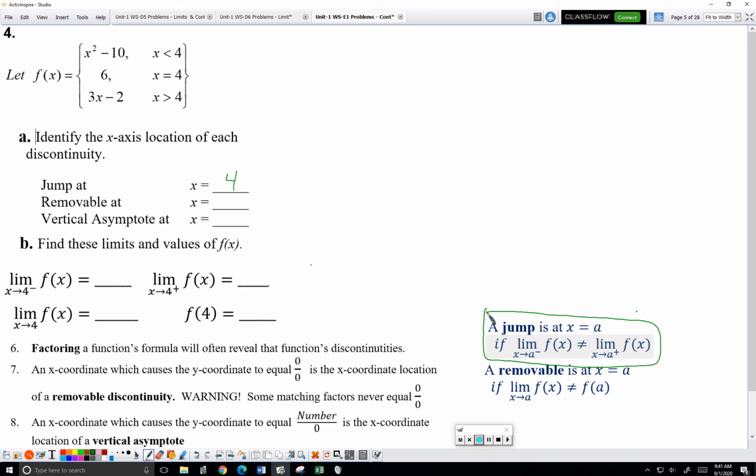There's two more. I'm going to use limit notation this time because I want to communicate to the grader what I'm thinking. So I'm thinking, okay, I need to go find the limit as x approaches 4 from the left.